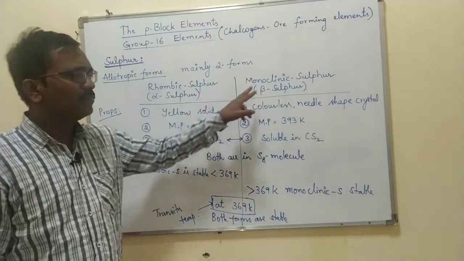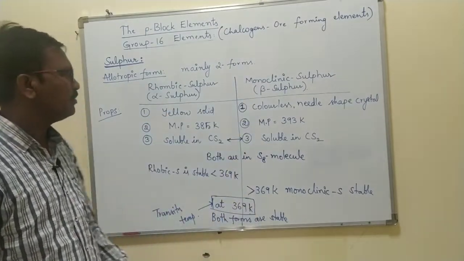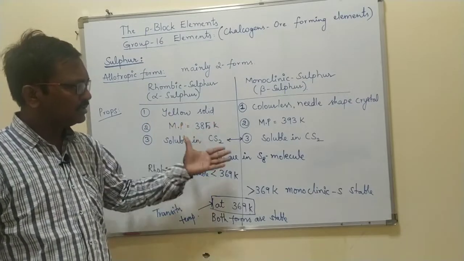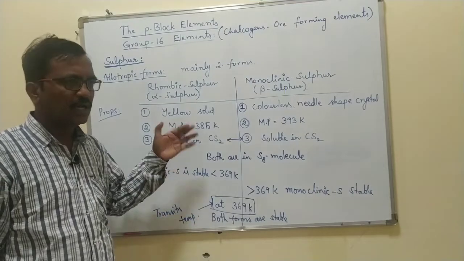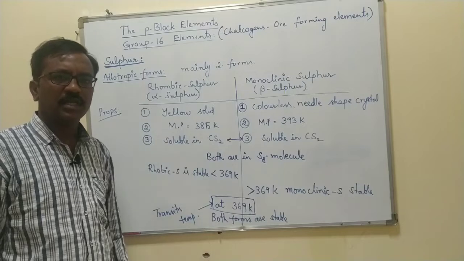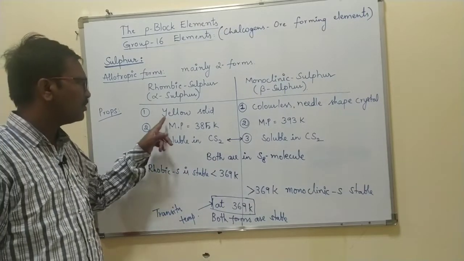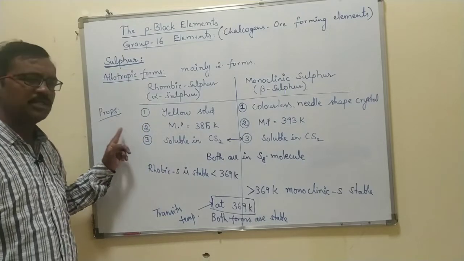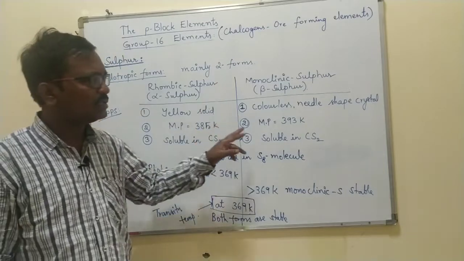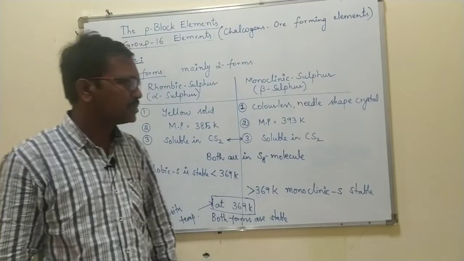So rhombic sulfur is also called alpha sulfur, and monoclinic sulfur you can call beta sulfur. They have given it paragraph wise, but I have prepared the differences so you can easily understand and easily remember. Properties: rhombic sulfur is a yellow solid, monoclinic sulfur is colorless, with needle shaped crystals.